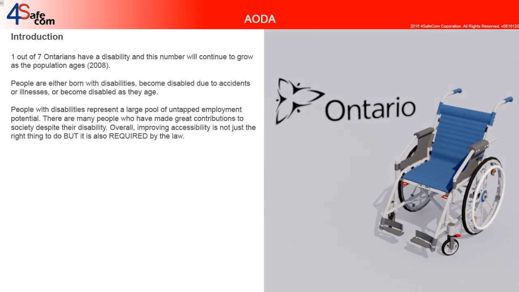Introduction. 1 out of 7 Ontarians have a disability, and this number will continue to grow as the population ages. People are either born with disabilities, become disabled due to accidents or illnesses, or become disabled as they age. People with disabilities represent a large pool of untapped employment potential. There are many people who have made great contributions to society despite their disability. Overall, improving accessibility is not just the right thing to do, but it is also required by the law.